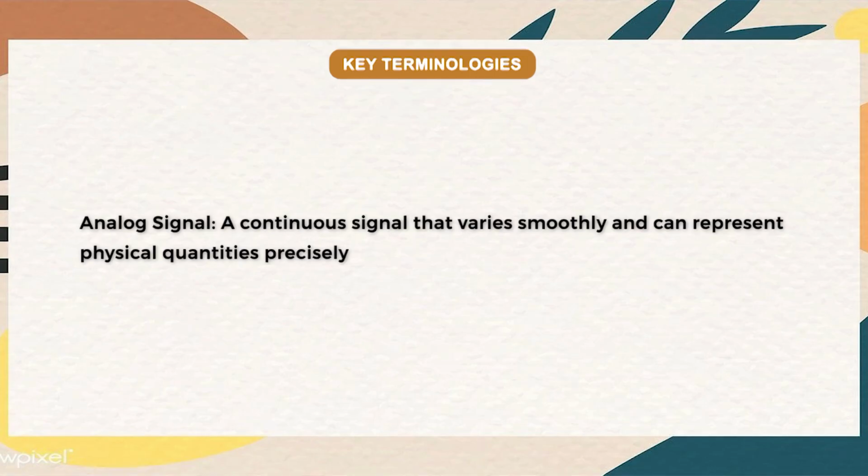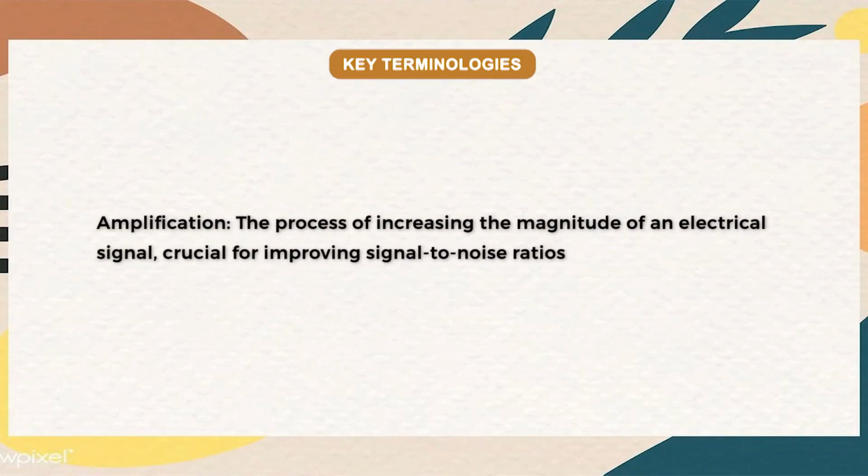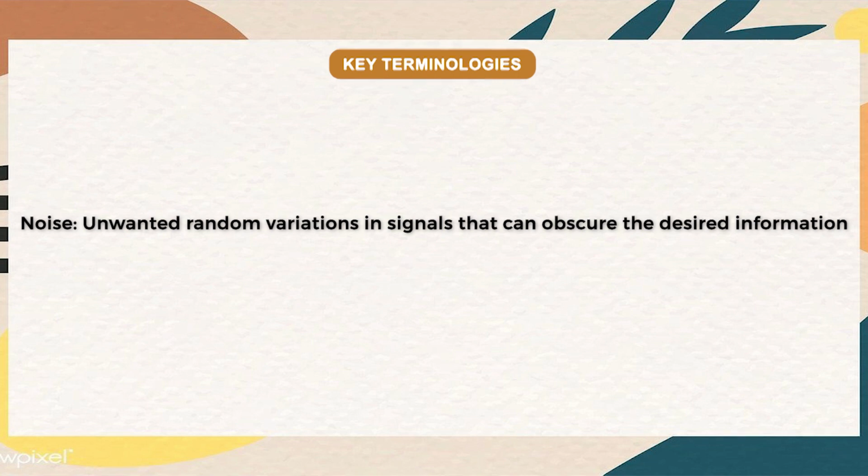Analog signal: a continuous signal that varies smoothly and can represent physical quantities precisely. Digital signal: a signal represented in discrete values, typically binary and suitable for processing by digital systems. Amplification: the process of increasing the magnitude of an electrical signal, crucial for improving signal to noise ratio. Noise: unwanted random variations in the signals that can obscure the desired information.